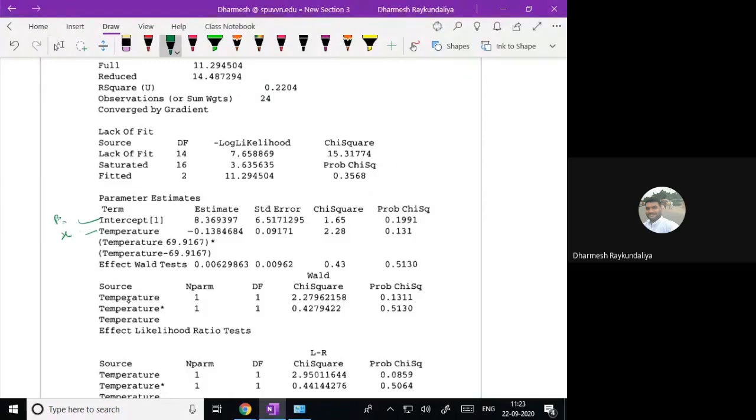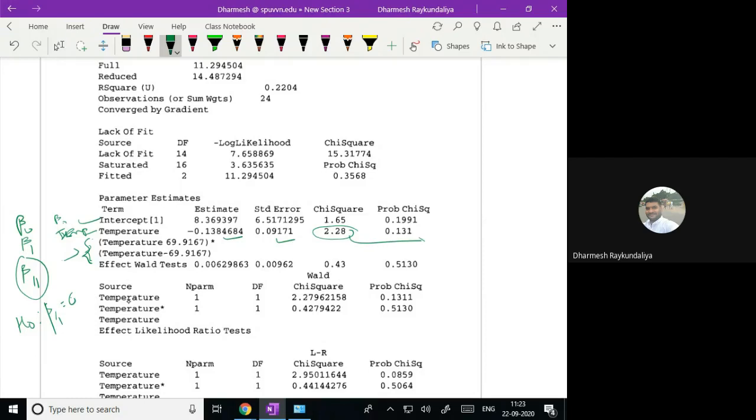That is the temperature, and this is the quadratic of temperature. So they say that the estimate of the intercept is beta 0, the temperature has beta 1, and it has a beta 1 1. Now they are interested to see whether this beta 1 1 is 0. So you can see the corresponding estimate and the corresponding standard error, and when you take the ratio of these and then the square, it is 2.28.